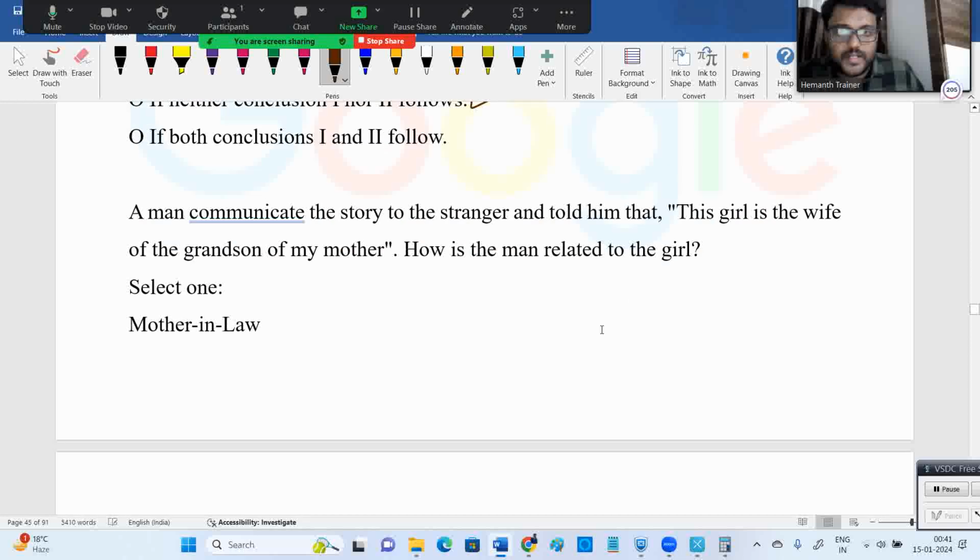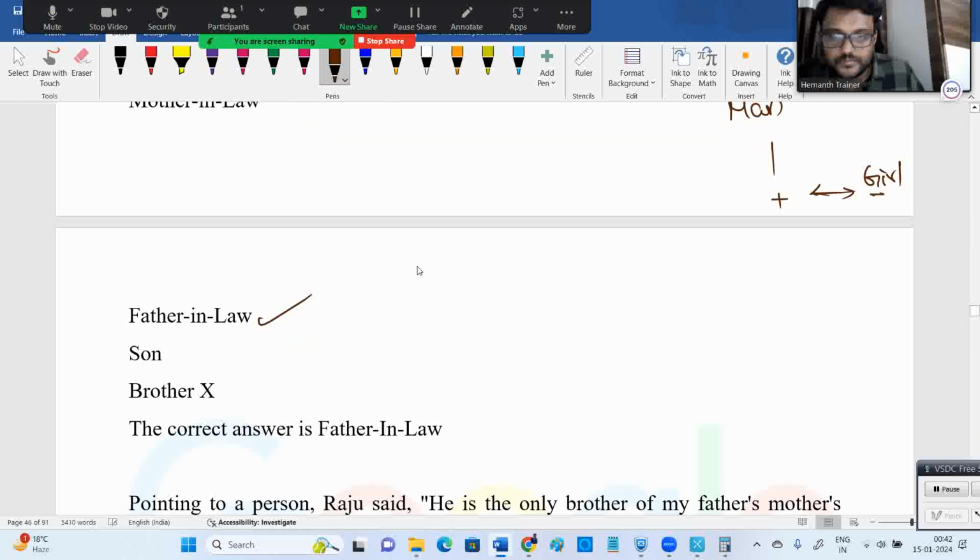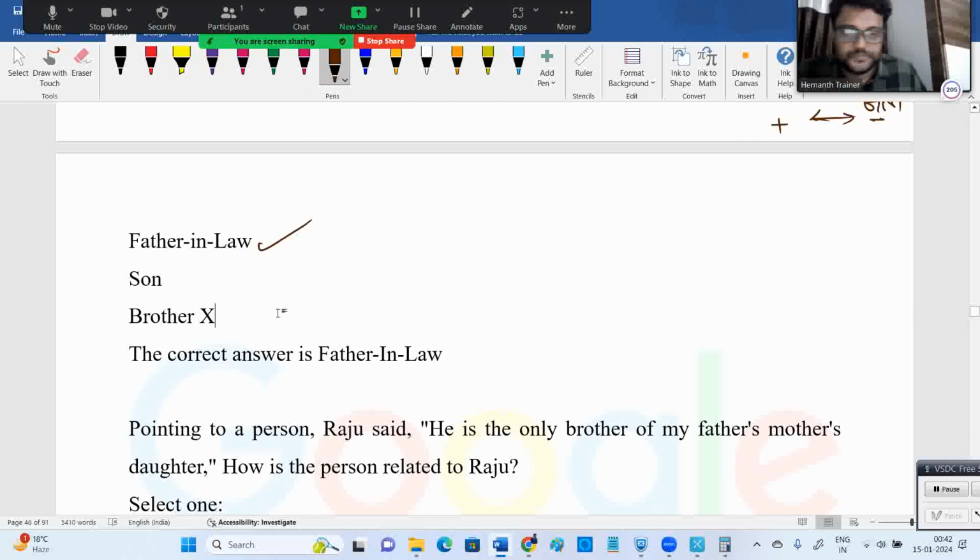So a man communicates to a stranger and tells him that this girl is the wife of the grandson of my mother. My means man, mother, grandson, the possibility is man's son. That girl is wife of the son. So how is the man related to that girl? Father-in-law.